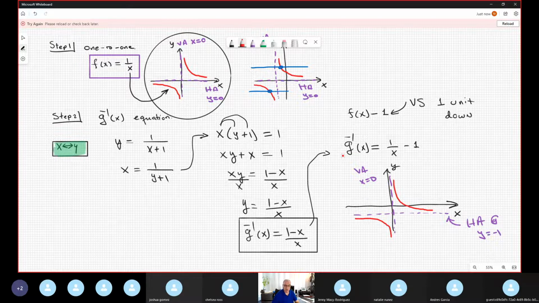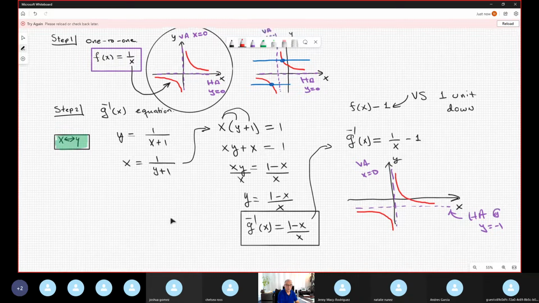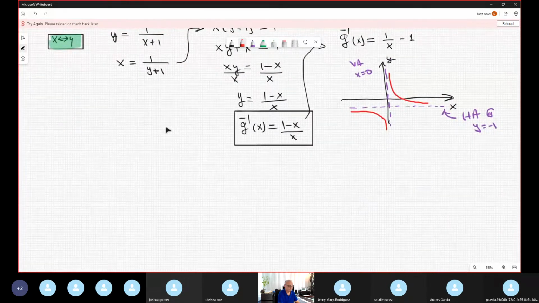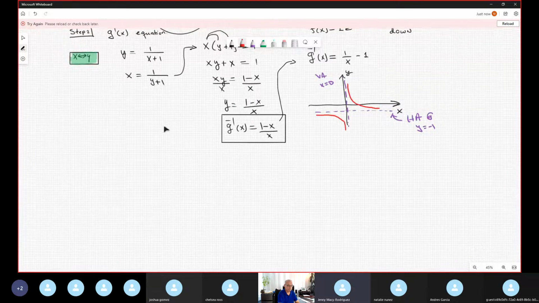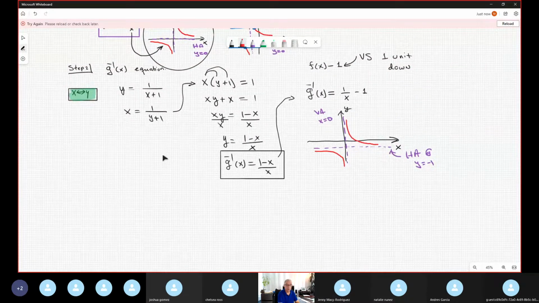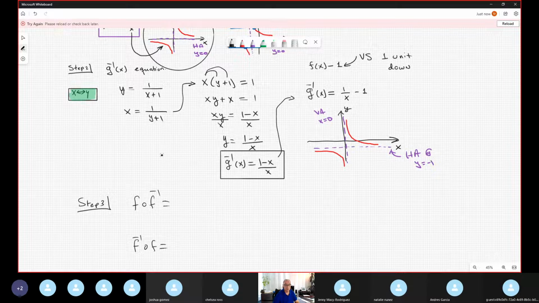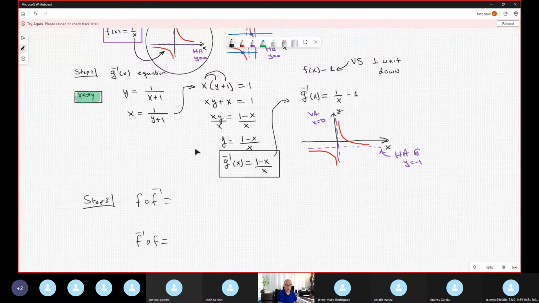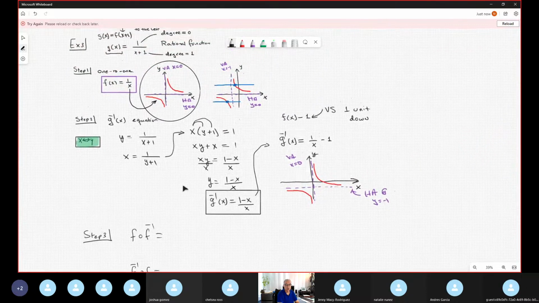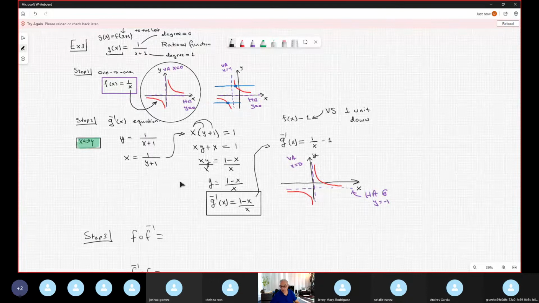After, you can see this idea clearly in Desmos. Everyone follows me? Yes. Now the next step is the double checking of the composition: F composed with F inverse, and F inverse composed with F, to see if they actually undo each other and give me the identity function.